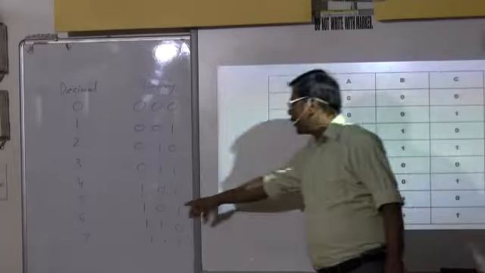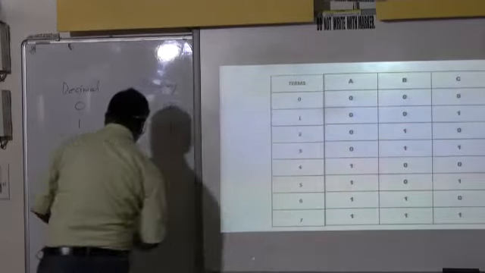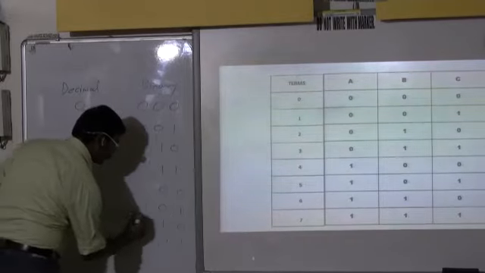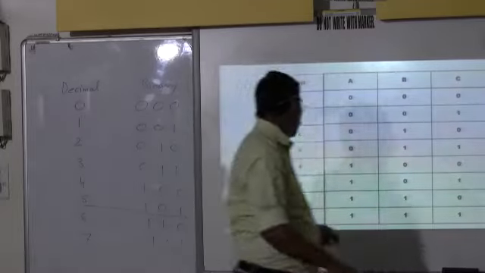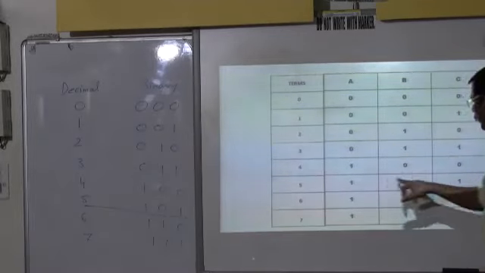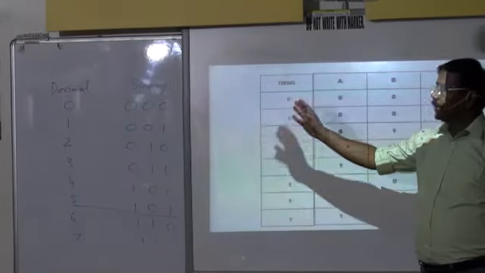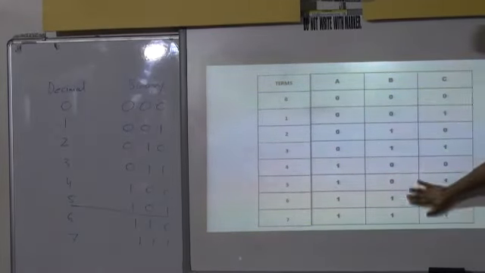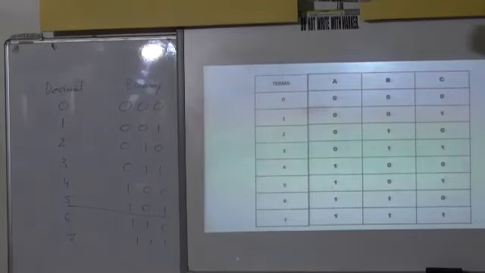Take any other, take 5. 5 is 1, 0, 1. So if you know the decimal and the binary equivalent, there will be no mistake in this truth table and the terms referring to it.